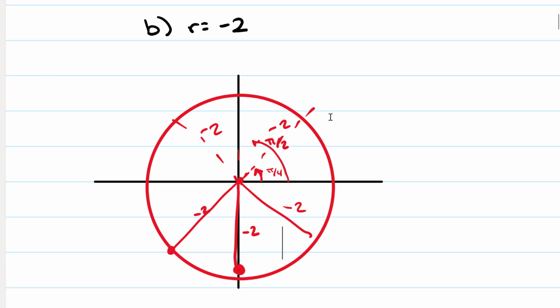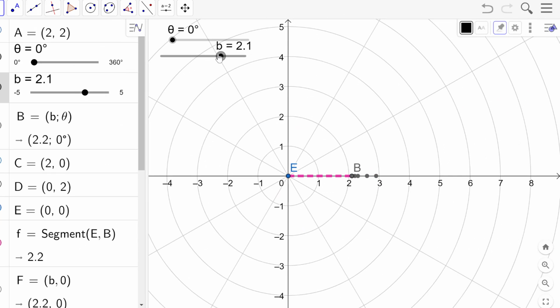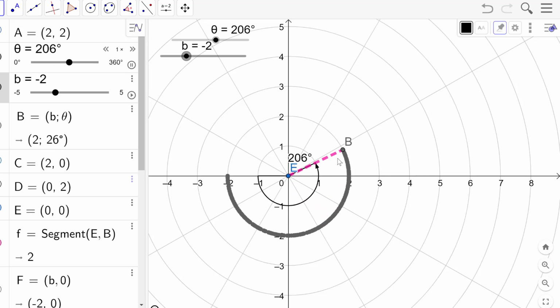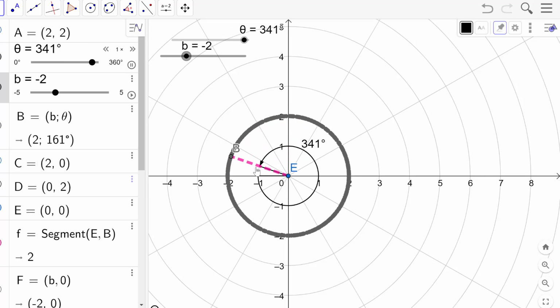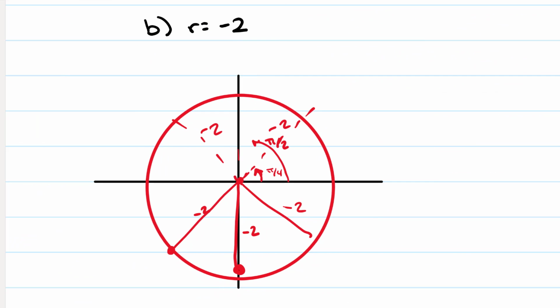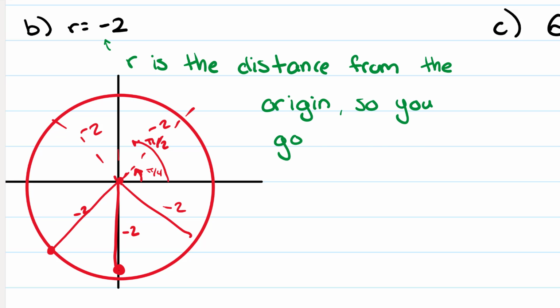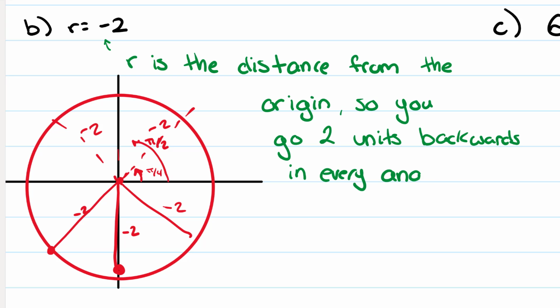So I can show you how that's going to work here. If I make this -2, you can see that instead of starting positive, I'm just going to start negative. So what we're going to do now is rotate this. It just starts here, and it's going to rotate and spin around. As we're rotating, you see that I'm at -2, but the absolute value is still 2. My distance is still 2. It just started in a different spot. So r equals -2, if I'm going to write it as a description: r is the distance from the origin, so you want to go 2 units backwards for every angle of theta.